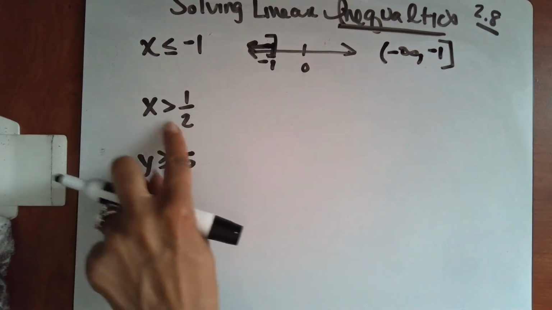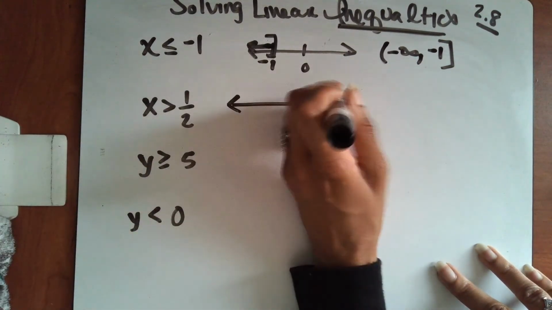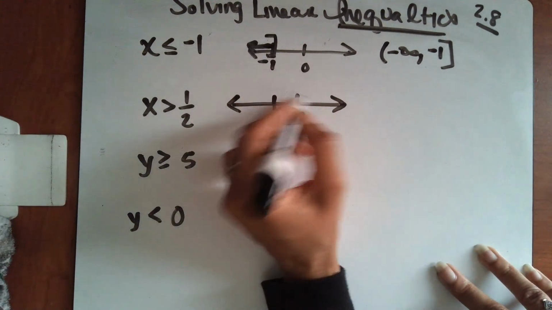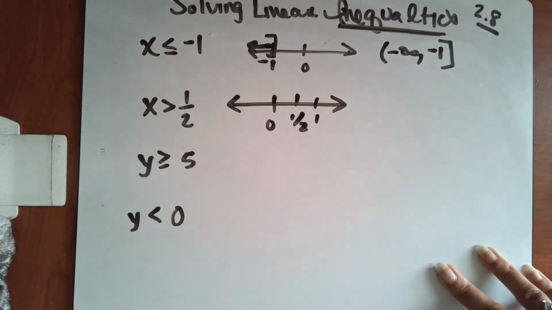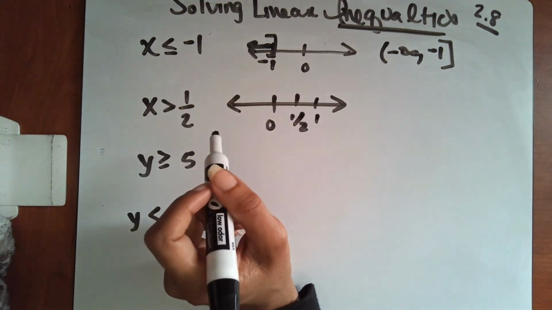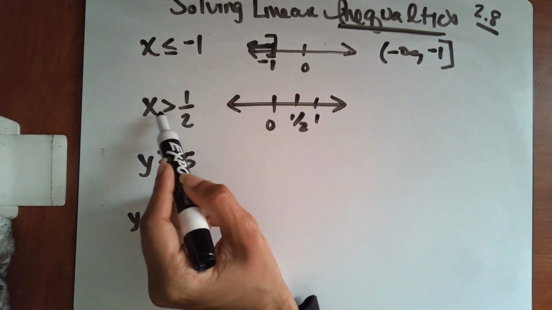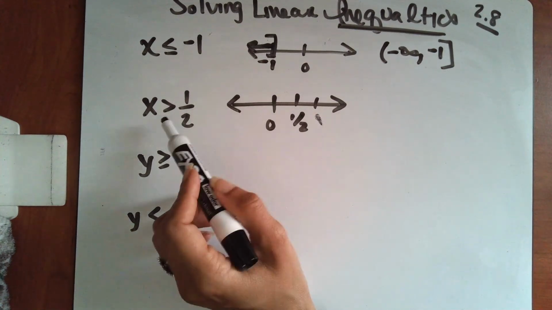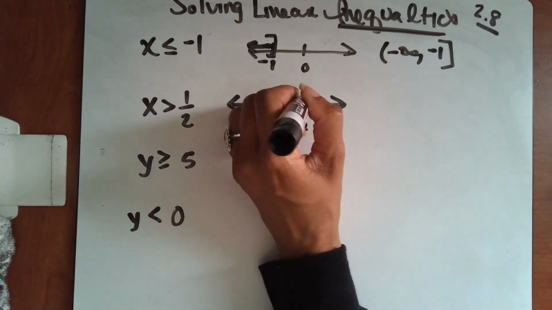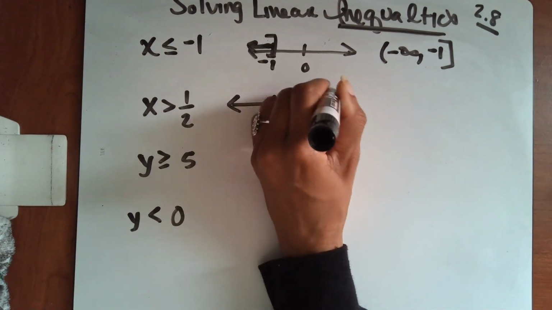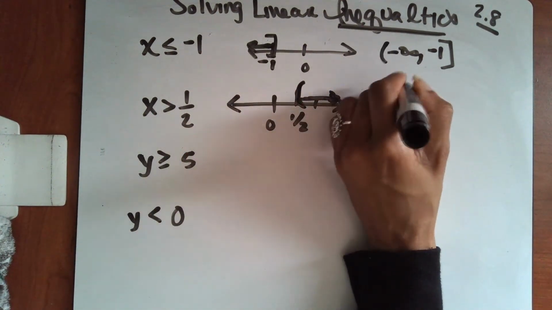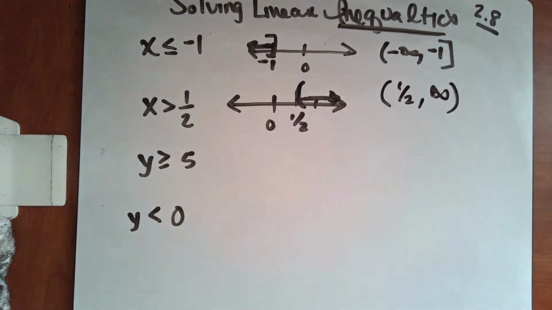X is greater than 1/2. Again, it's already solved. I mark my 0 and I mark my 1/2. Remember, 1/2 is less than 1, so make sure you understand: you can't put 1 and then put 1/2 after 1. That would be incorrect. That's why I just mark my 0 and then mark my value. Greater than means we're going to the right, and it's a parenthesis because there's no "or equal to." So our interval notation would be parenthesis 1/2 to infinity.